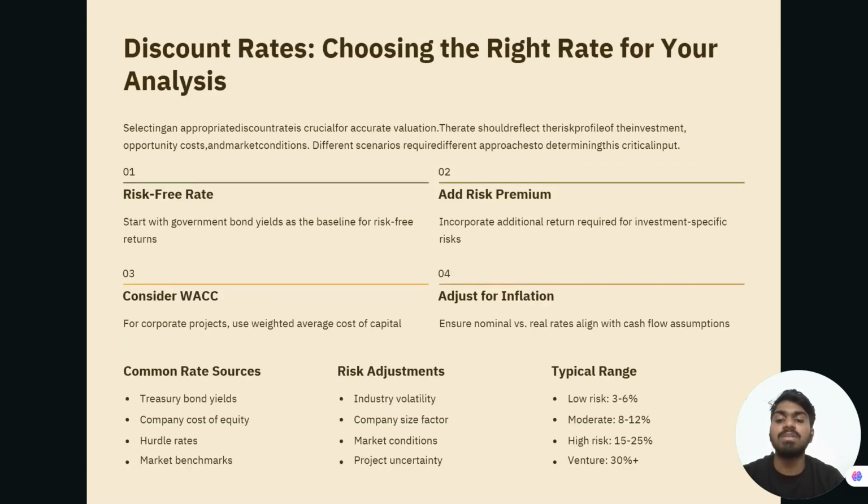Discount rates, choosing the right rate. Selecting the right discount rate is crucial. It should reflect the risk profile, market conditions, and opportunity cost. We start with risk-free rates like government bonds, add a risk premium, and adjust for inflation. In general, low risk projects use 3 to 6%, moderate risk projects use 8 to 12%, and high risk ventures can go up to 25% or more.